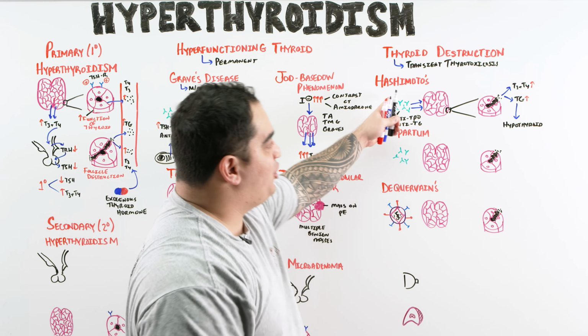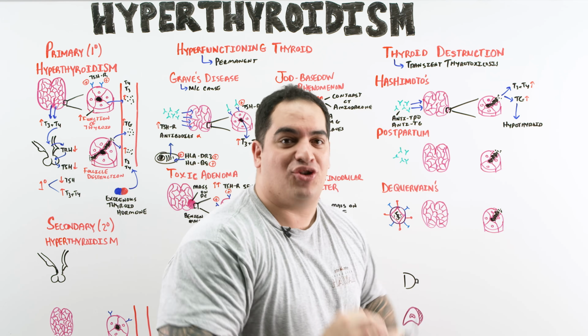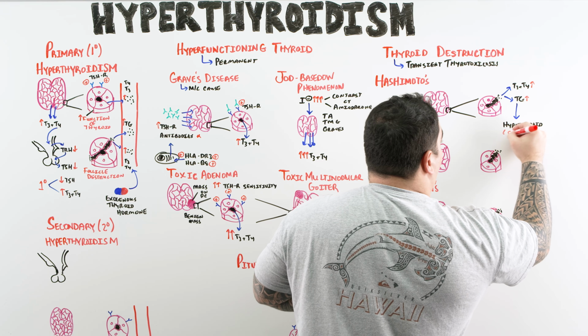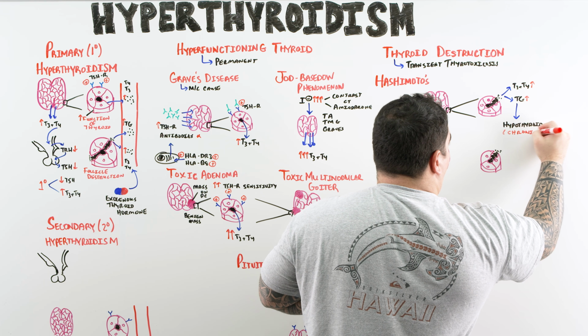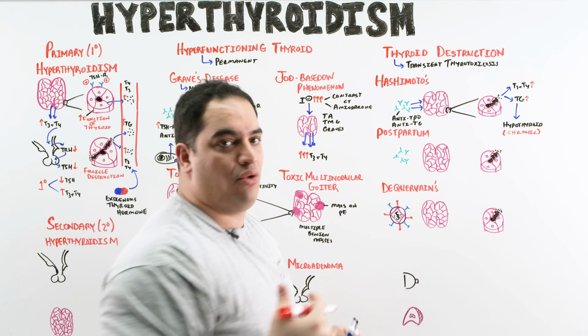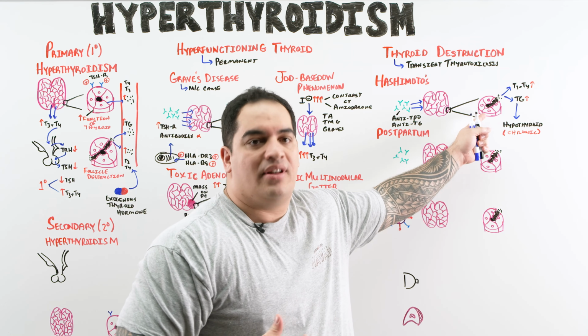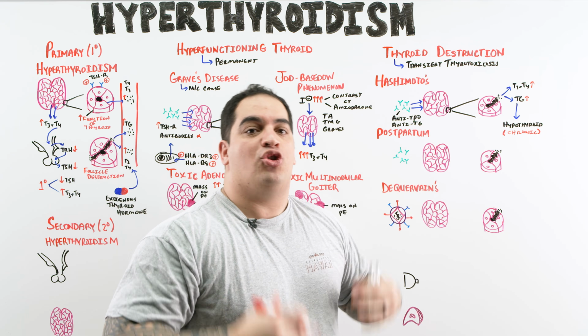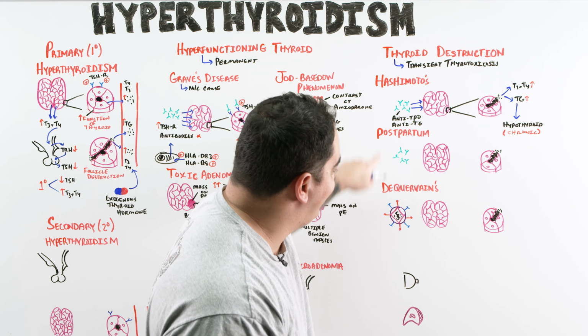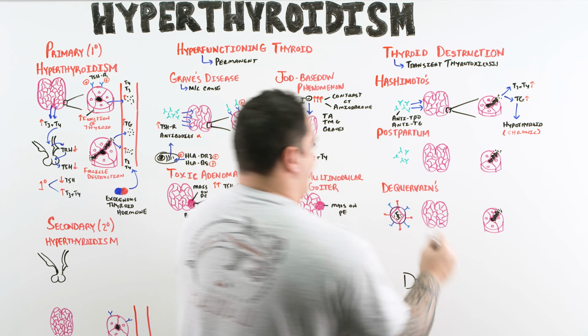Now, in Hashimoto's, this inflammation is chronic. So this is the one where they have chronic hypothyroidism. These follicles continue to get destroyed, and eventually they lose so much follicular function that it leads to chronic hypothyroidism. In comparison to these two, watch this.